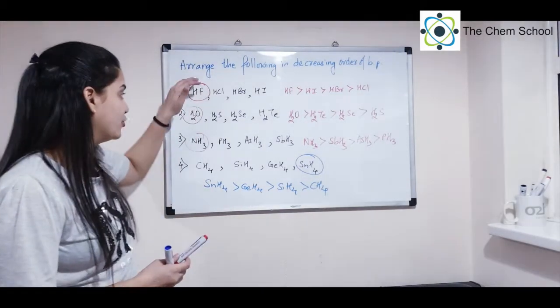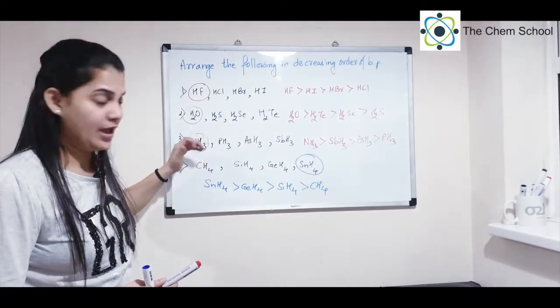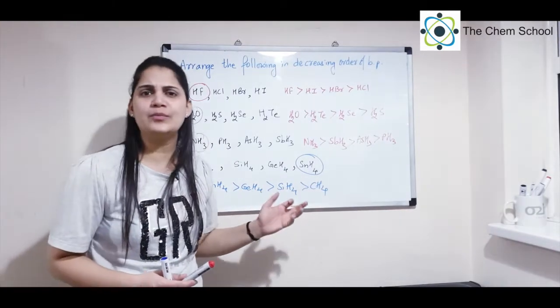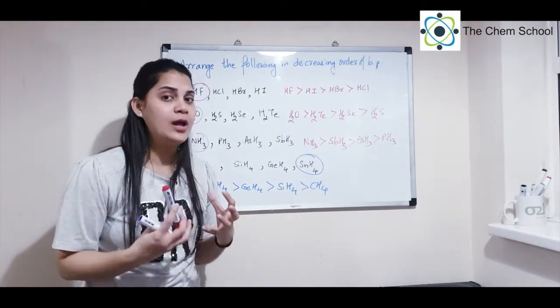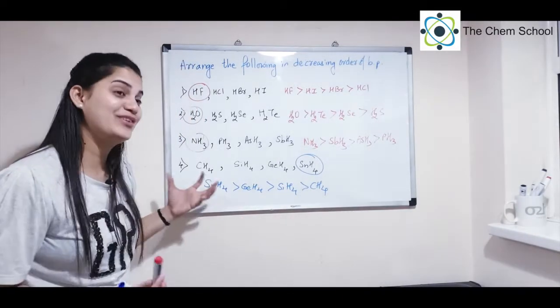Wherever you have hydrogen bonding, they have the higher boiling point. Where you don't have hydrogen bonding, the boiling point will increase from top to bottom. That is when you talk about P block hydrides. So I hope this is very, very clear to all of you.